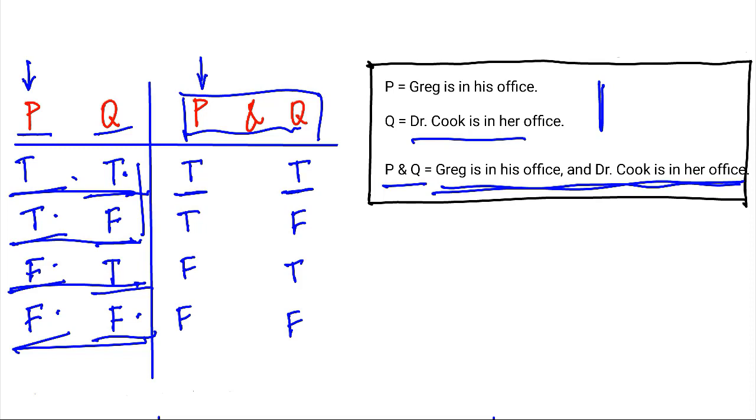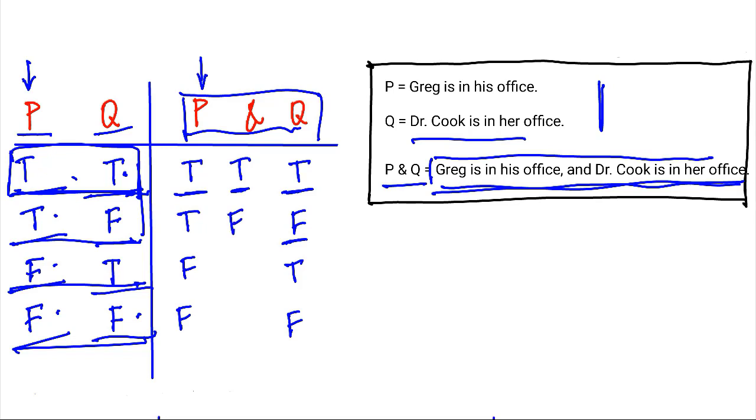So we put a T right here below the ampersand. So in this situation, both are true. Both of our letters are true. The whole sentence is true. All right, next line. P is true. It's true that I'm in my office, but it's false that Dr. Cook is in her office. Q is false. Okay, so in that situation, our whole sentence is false. It's false that both of us are in our office.